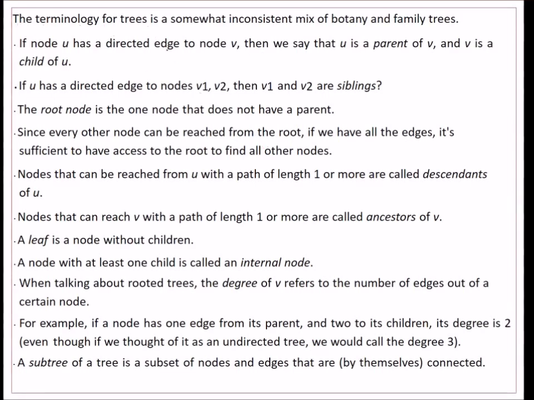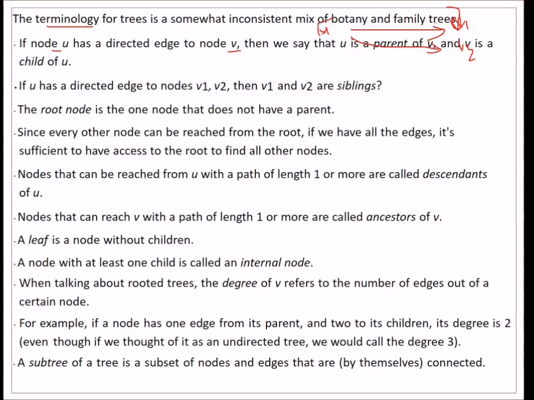So terminology, let us see the terminology of trees, and it is a somewhat inconsistent mix of botany and family trees. For example, if you have a node U which has a directed edge to V, then we say that U is a parent of V. So if you have U and here V, and this is an arrow, then we say that U is a parent of V, and V is a child of U. And if U has directed edges to nodes, say V1, V2, and likewise, these are siblings because they fall in the same level.